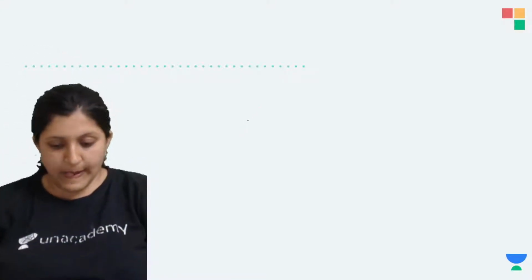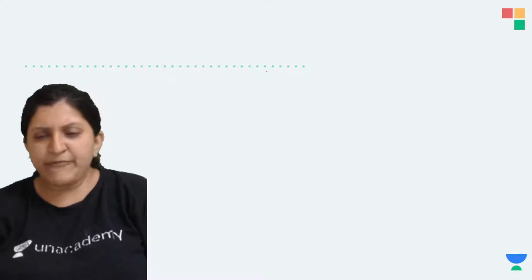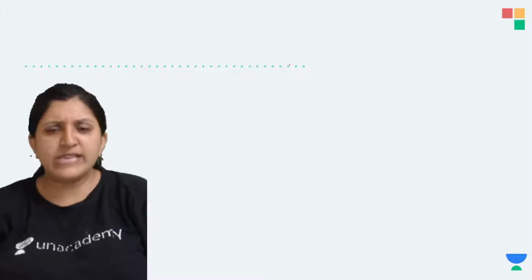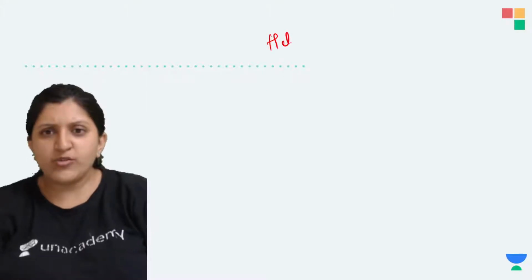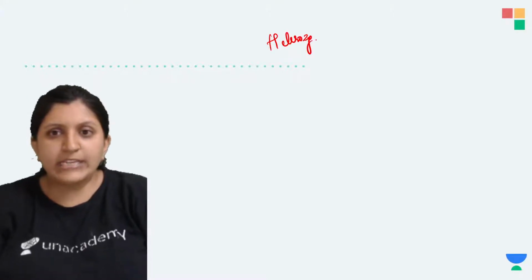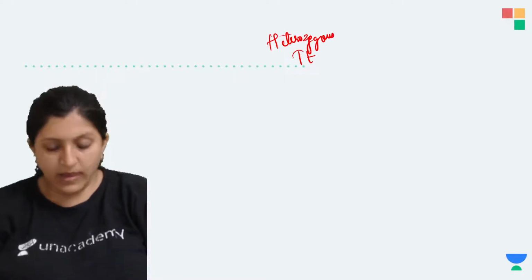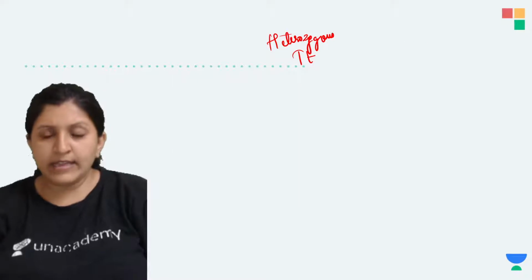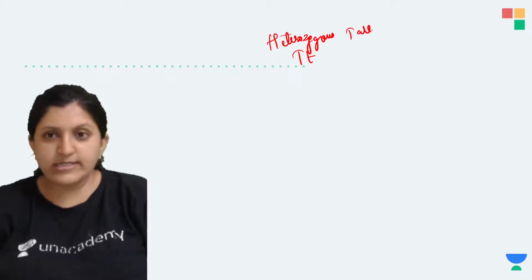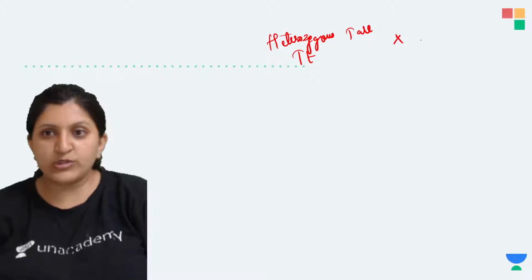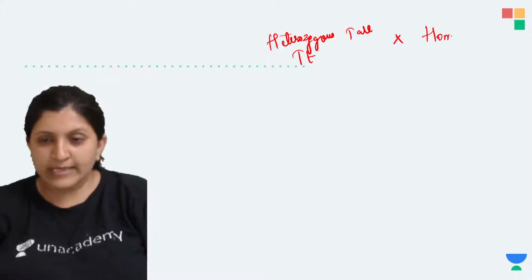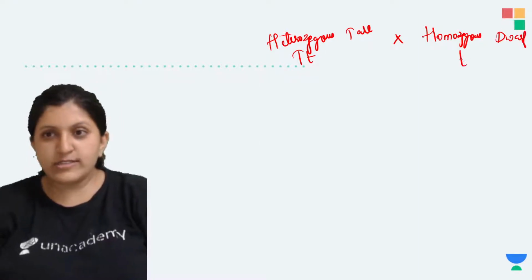So let's see this. There is a plant. We can take one heterozygous tall, and the other one, I'll just write it here. This heterozygous tall is crossed with the homozygous dwarf. So we will see this now. This is homozygous dwarf, so the condition is that this is going to be dwarf.